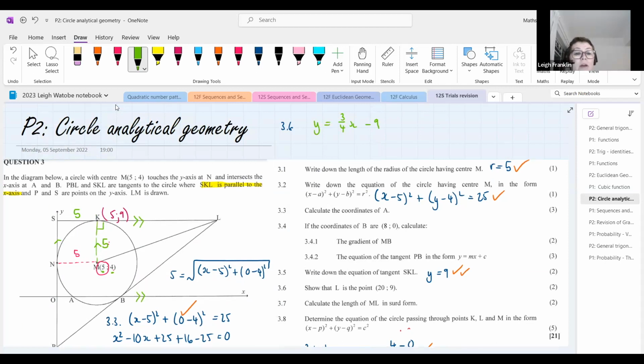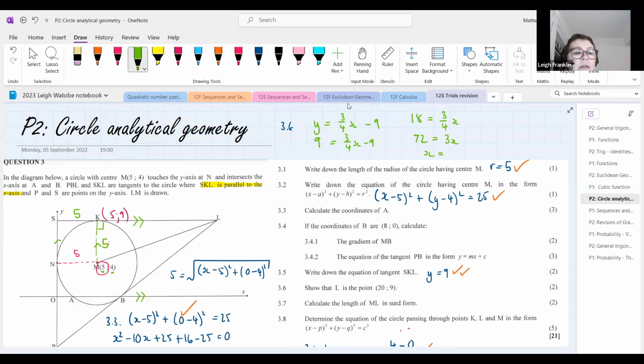We know that the y coordinate at L is equal to 9, right? So if we take 9 and we sub it in there, let's solve for the x coordinates. We're going to take that 9 over to the other side. So that would give us 18 is equal to 3 over 4x. So let's times both sides by 4. That would give us 72 is equal to 3x. That doesn't work, does it? Why doesn't that work?